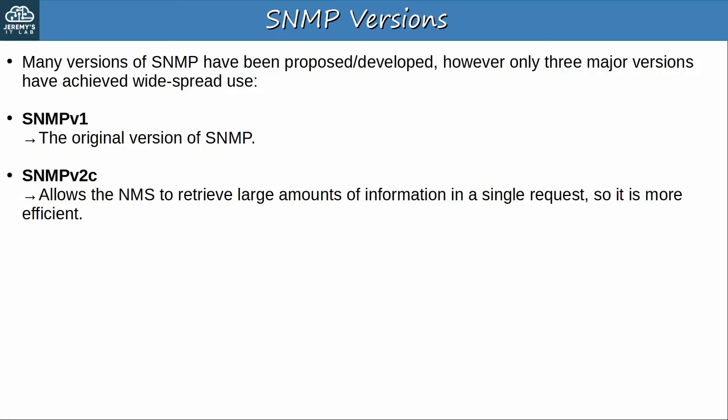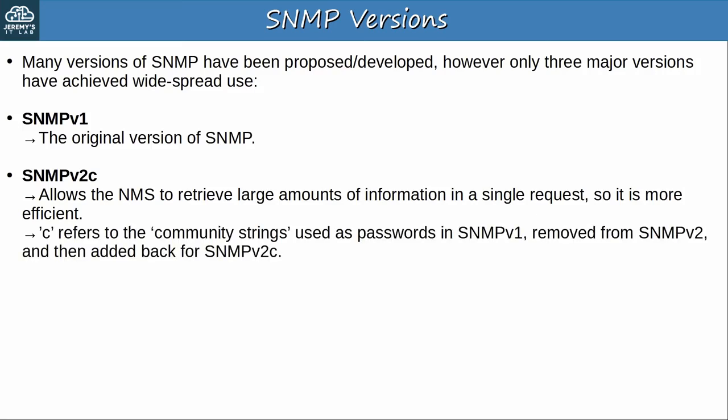Version 2 added another message type, which allows the NMS to retrieve large amounts of information from a managed device using a single request, making it much more efficient. There is less unnecessary network traffic. The C in the name refers to the community strings, which are passwords that were used in SNMP v1, removed from SNMP v2, and then added back for this version, SNMP v2c. When we take a look at SNMP configuration, I'll use version 2c to demonstrate, so you'll see how these community strings work. Basically, they're just passwords.